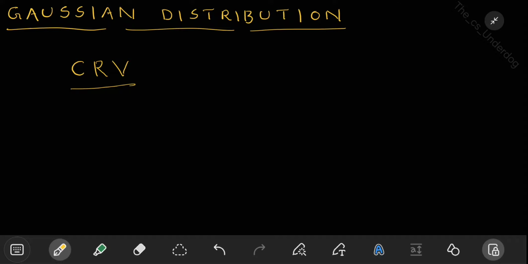And secondly, Gaussian distribution is the most important distribution for a machine learning student because this is used for modeling most of the natural phenomena. Natural phenomena can be depicted using Gaussian distribution because of its special characteristics which we'll see. So this is the distribution of continuous random variables whose PDF, that is probability density function, forms a bell curve.